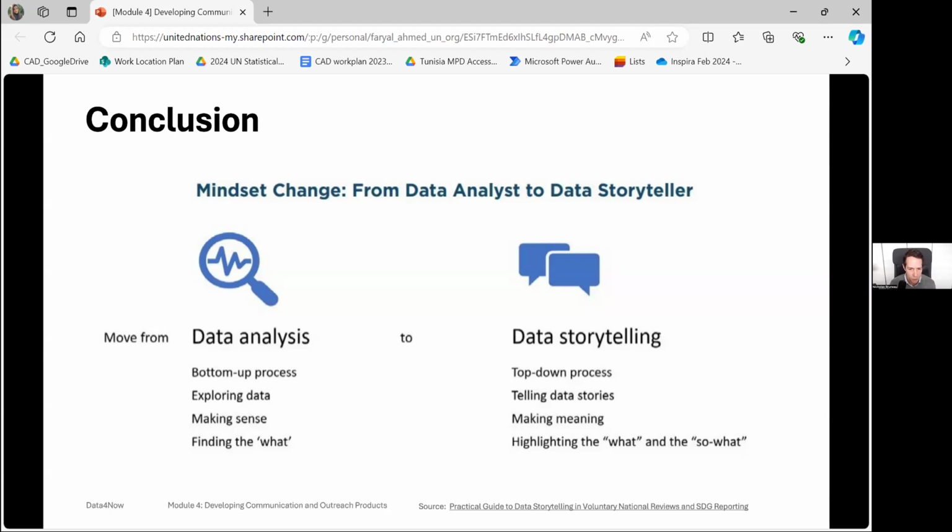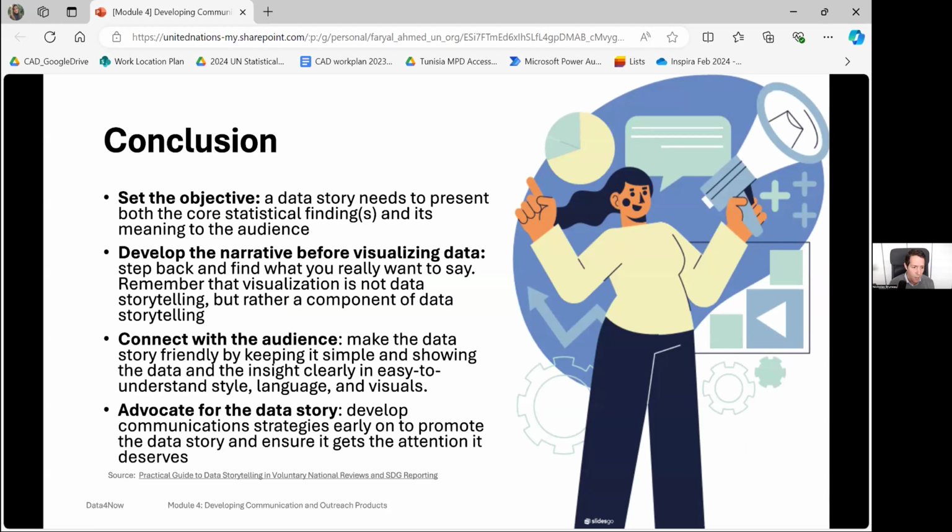And so in the next slide, I'll just add to that, just to summarize. First is setting, of course, that objective. So once you have all the data, it's trying to find that meaning, what is the key message, and then developing that narrative. So finding ways in which you're going to be able to showcase the visualization to support your story.